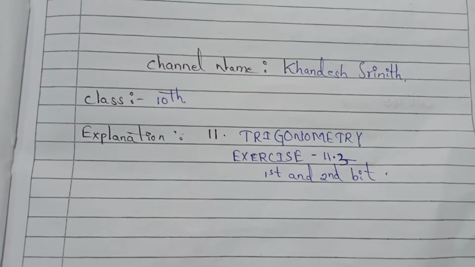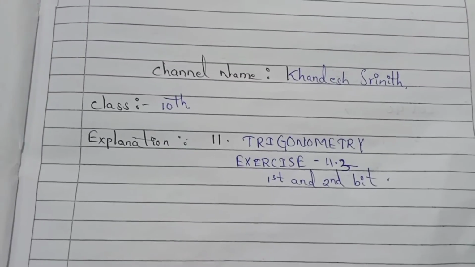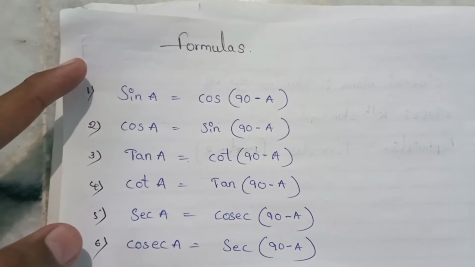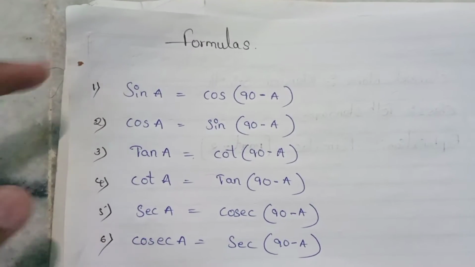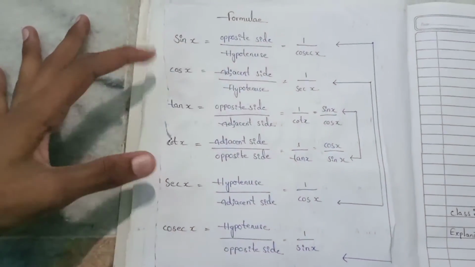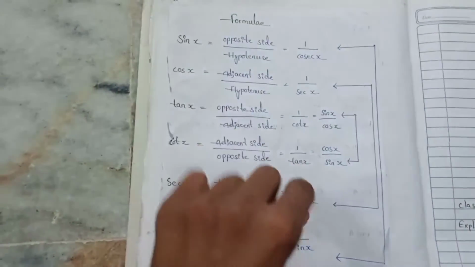Before going to start exercise 11.3, you have to know some formulas, then only you can do that. See here, these are the 6 formulas, you need to learn this. Again these formulas also. See here, it is 6 formulas. You need to learn only these row only.